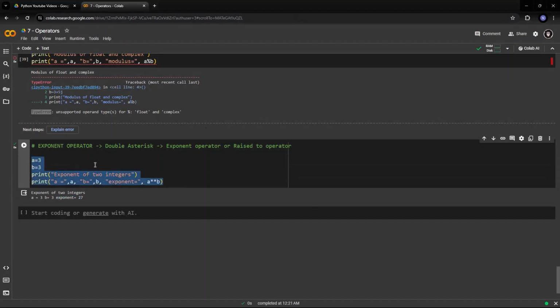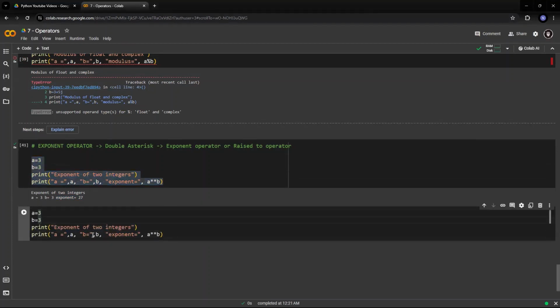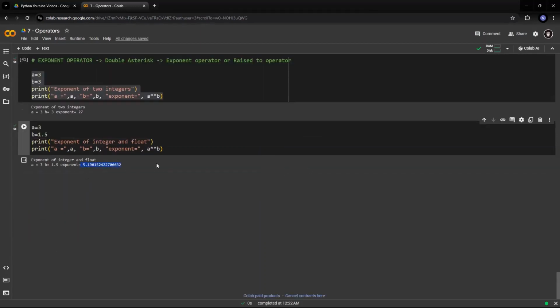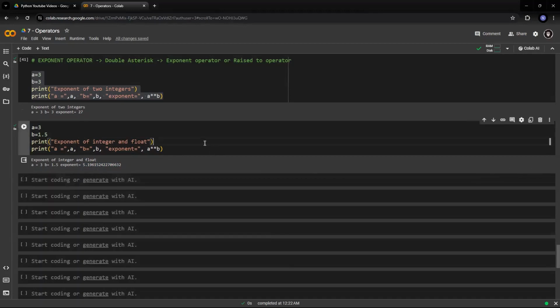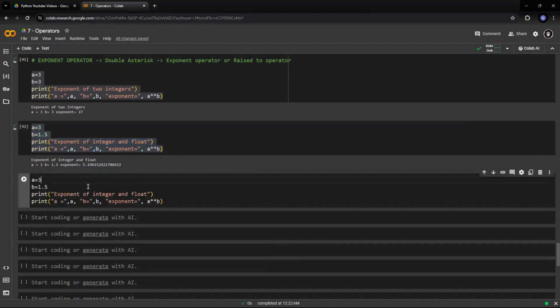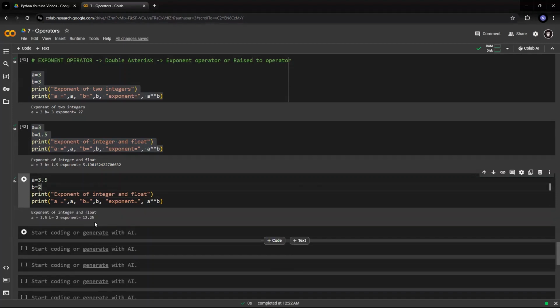If I try to have a float, I'll say 1.5, an integer and a float, it will give me a floating number. You see this with a decimal. Let me add a few lines to get more code. Next, even if I have the other way around, where 3.5 is there and I have an integer as the exponent, still it will return me a float. See this, 12.25.